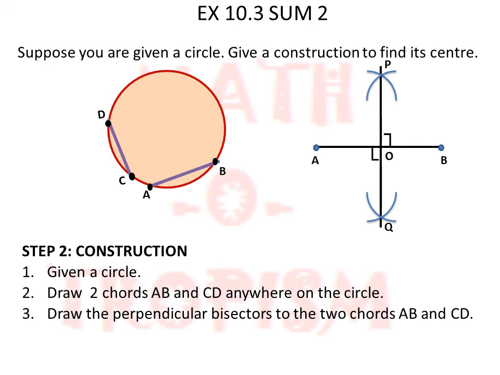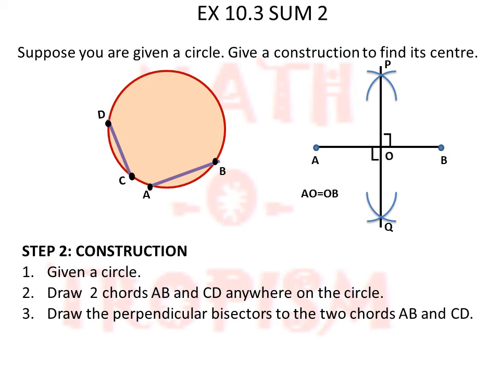You can check it with the compass. Also AO will be equal to OB. That means exactly half of AB. So that is why it is called as a perpendicular bisector. It means it is cutting the line into two equal halves.